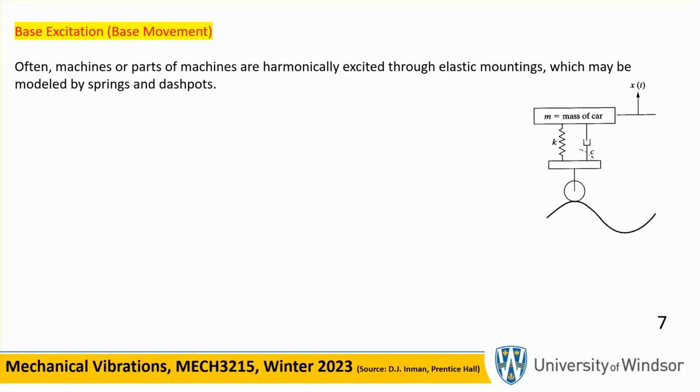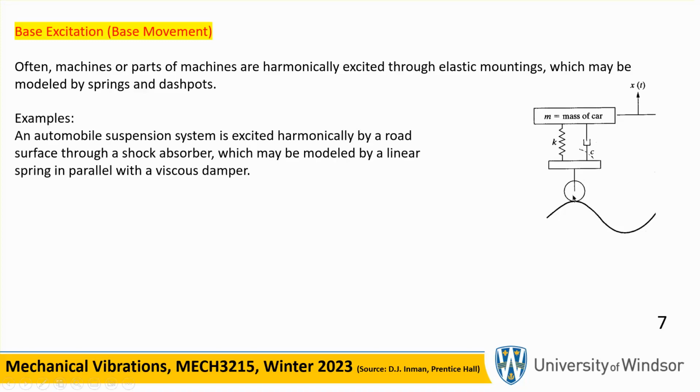And very often they're harmonically moving, okay? So an example is the suspension system of a car. So here's a mass. It's sitting on a mass-spring-damper system, obviously. You know that you will need suspension. It's moving on a road, let's say, like that, okay?